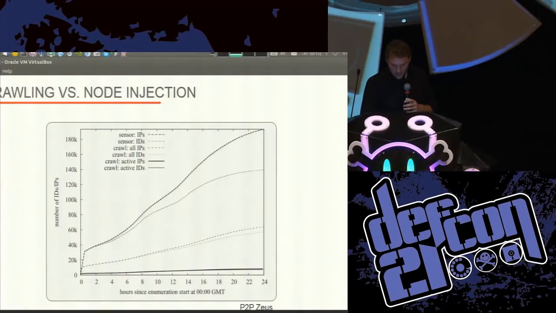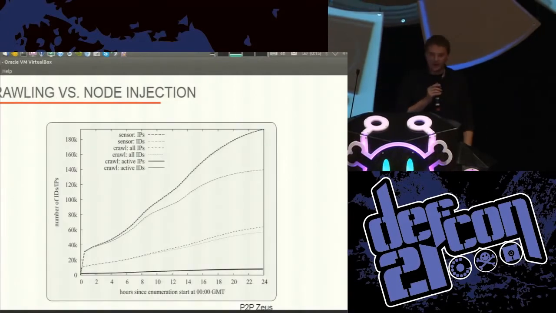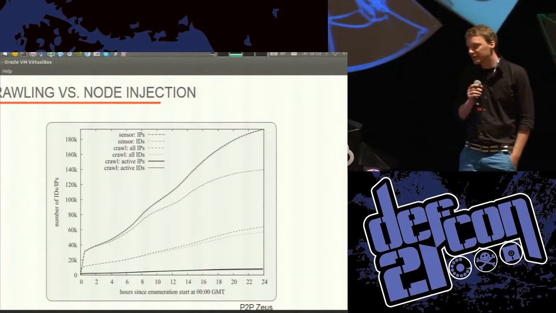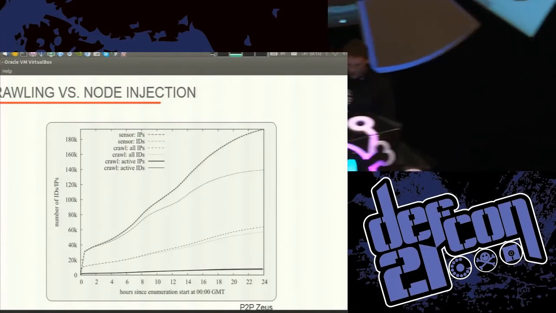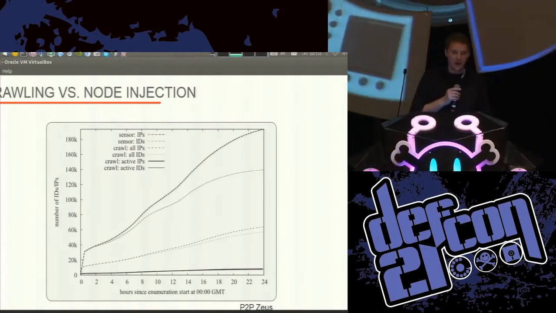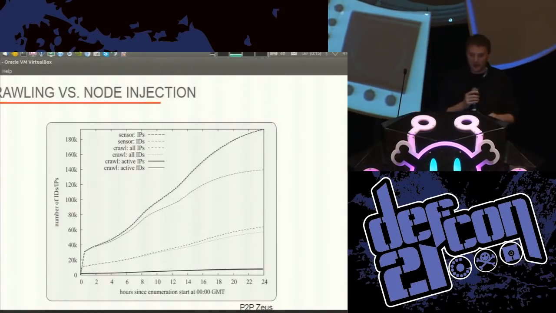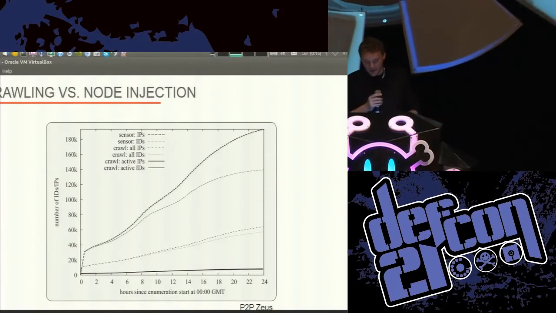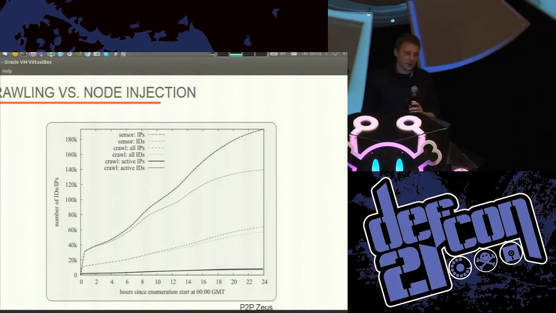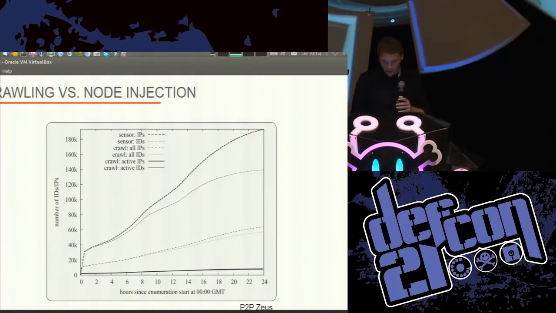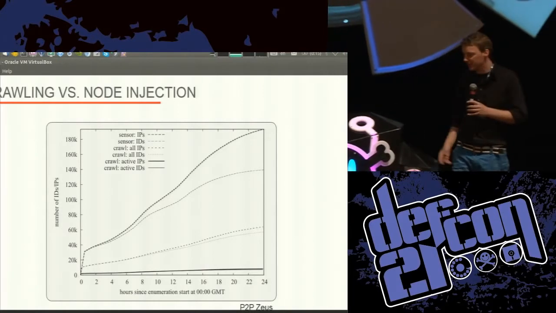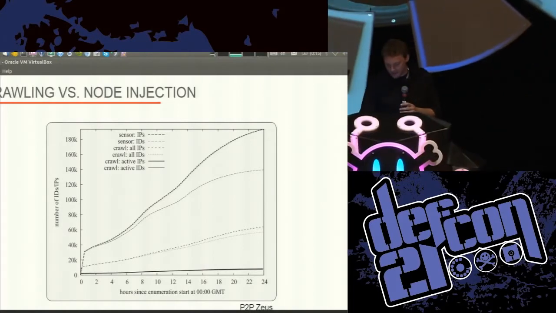Yeah. And that's actually a comparison here between tracking based on sensor injection and crawling. So you can see the top two lines are, again, this is peer-to-peer Zeus, so we have unique IDs and IP addresses. So we distinguish between the numbers for unique IDs and IP addresses. Of course, the number of IP addresses is much higher. The top two lines are what we achieved through sensor injection, and the other lines are what we achieved through crawling. And the bottom lines are the active IP addresses or the active peers that we can talk to. So you see it's much less than the peers that show up in the peer list.